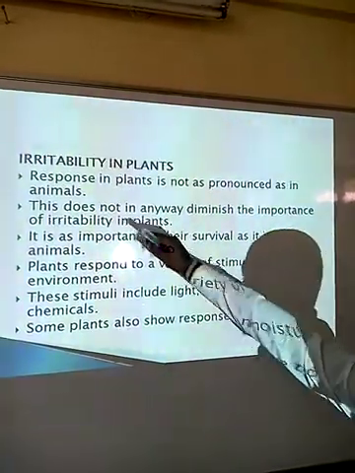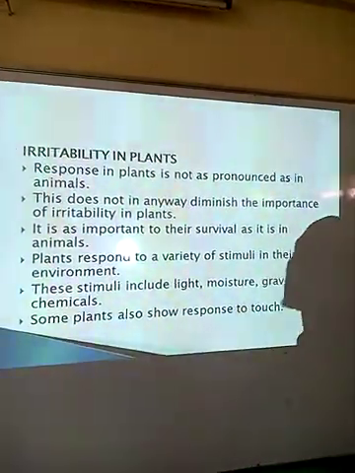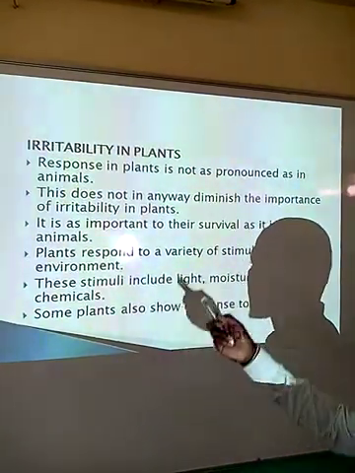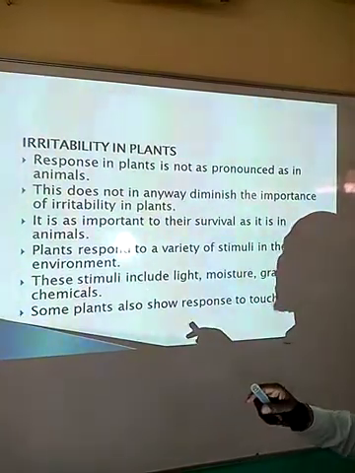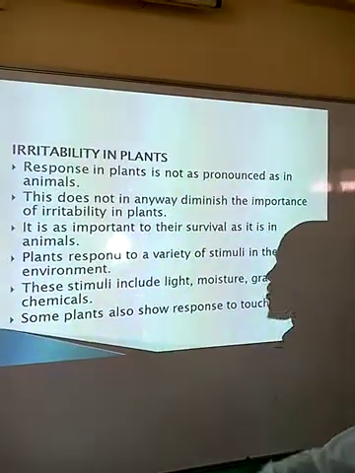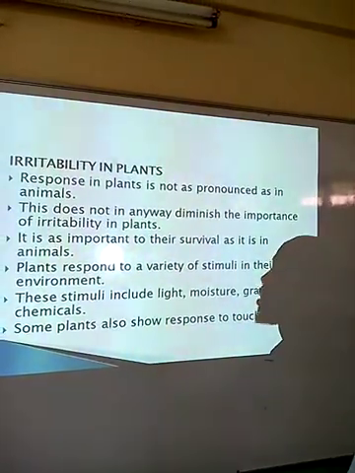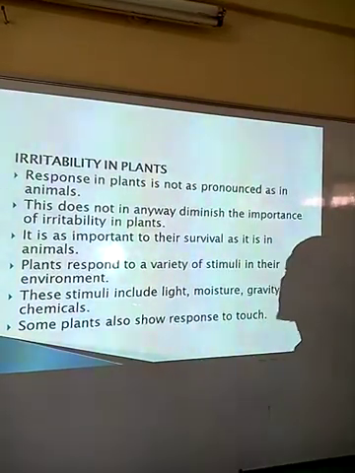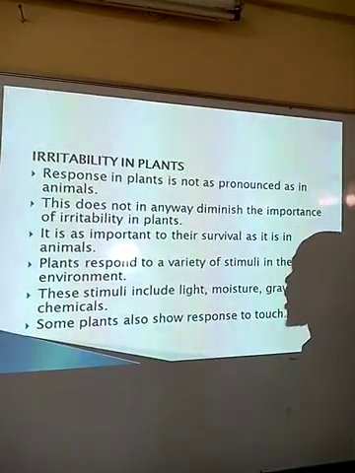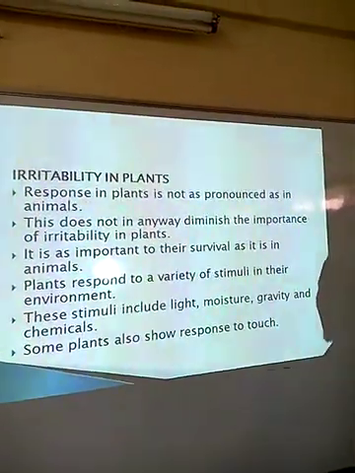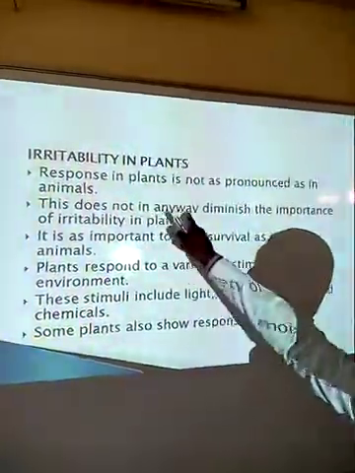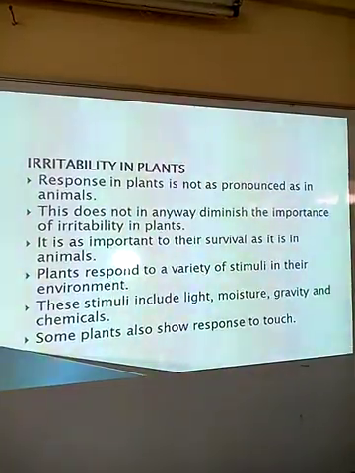We have said that response in plants is not as pronounced as that in animals. What do I mean by this? I'm trying to say that response in animals is more elaborate. Why is it elaborate? Because the activities within animals take place very fast and quickly. But response in plants is not as elaborate as that, and we are going to see why. This does not in any way diminish the importance of irritability in plants.